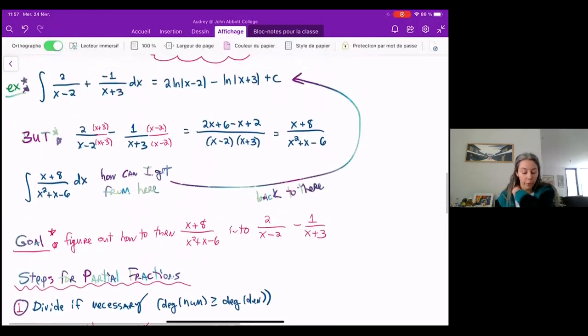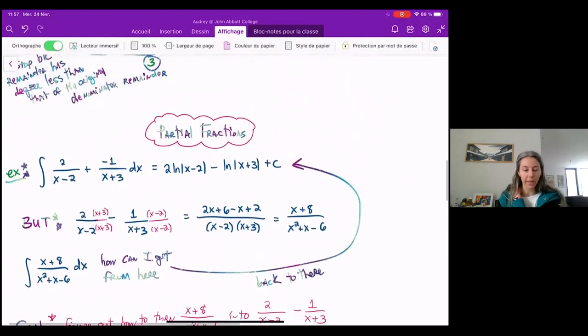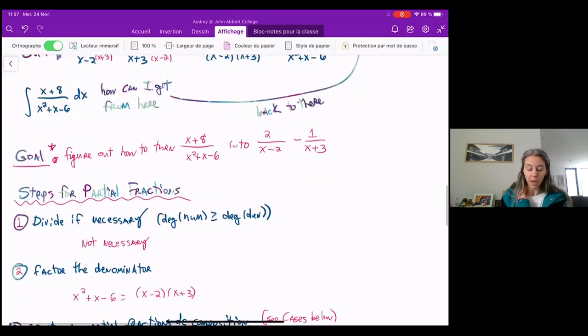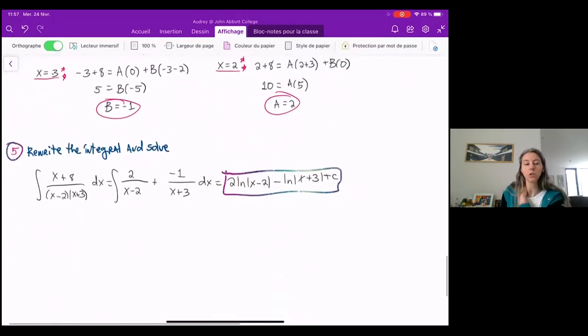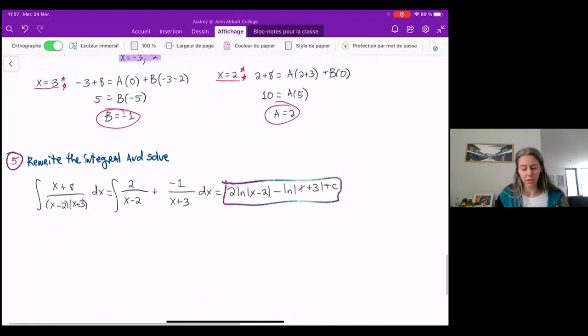So before we added them together, we had that 2 over x minus 2, we had that -1 over x plus 3. So anyway, these are the steps for partial fractions. This is how partial fractions works. In a minute, we will see what the different cases are and how this can actually be a lot more challenging than this problem was.